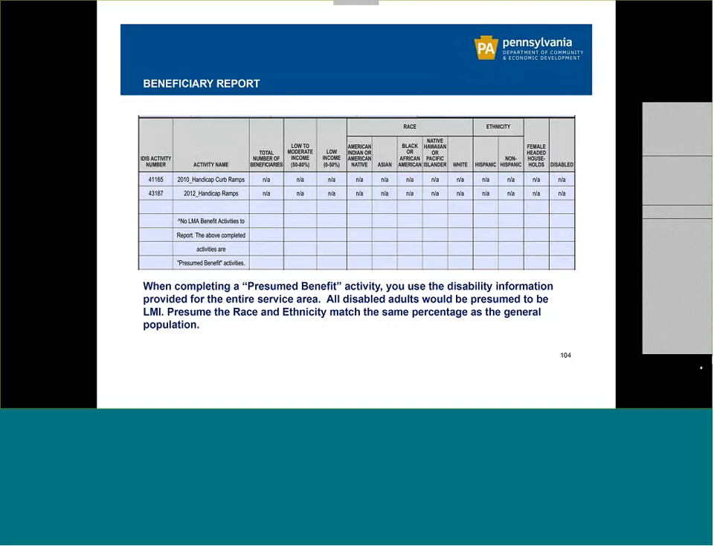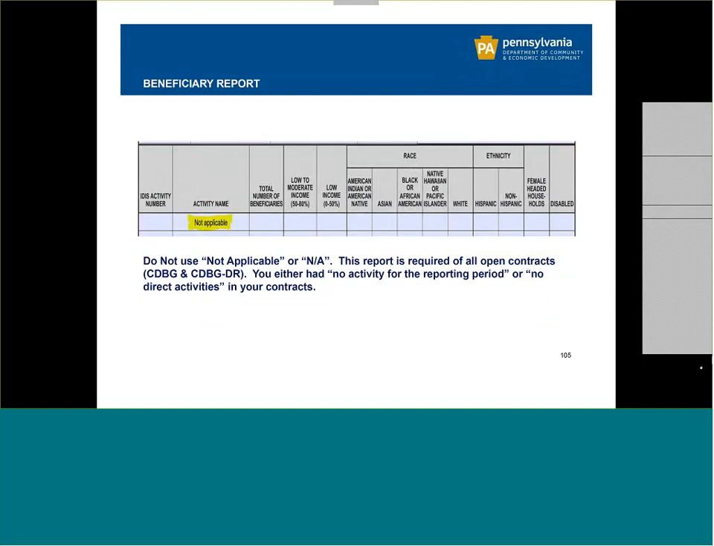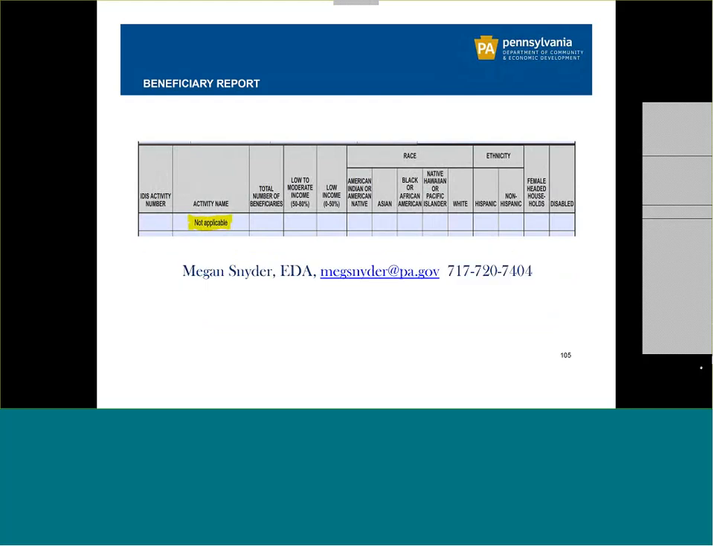We will not accept NA. I think you should get that by now. That is not an answer. We should have numbers in there. As I said, we're not accepting NA. It is applicable, and we're not sure what activity is not applicable. So again, we don't want to see that on any of your forms.